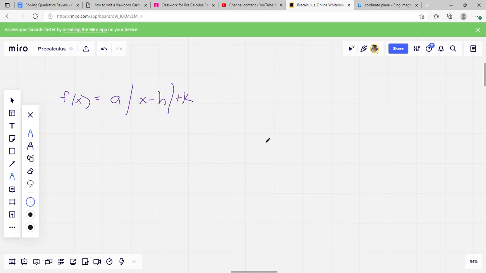Okay. K is going to move up and down. H is going to move our graph left and right. But we have to change the sign because it's minus h, right? So minus a negative would be positive.